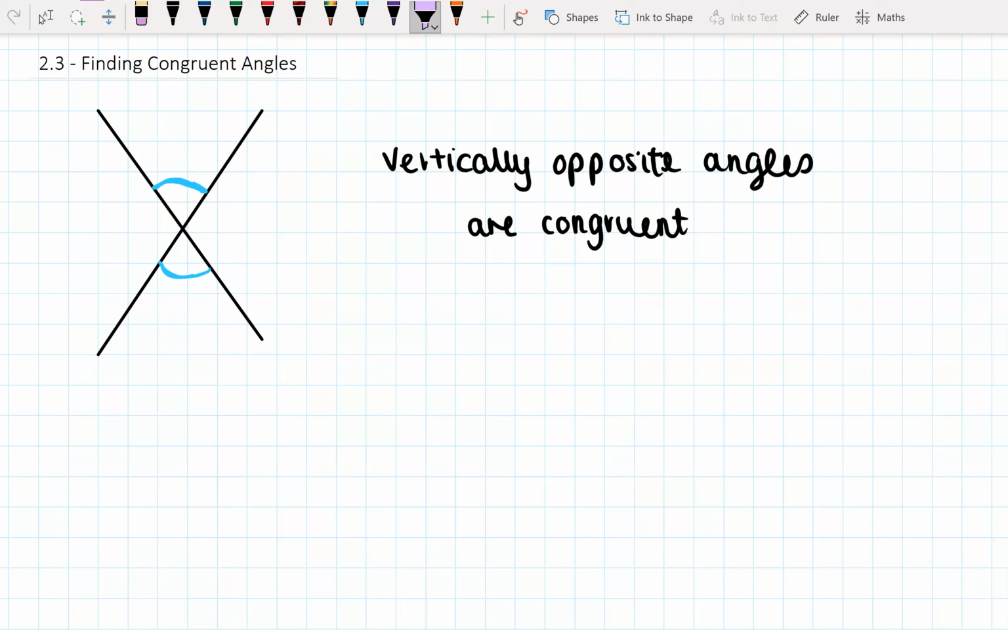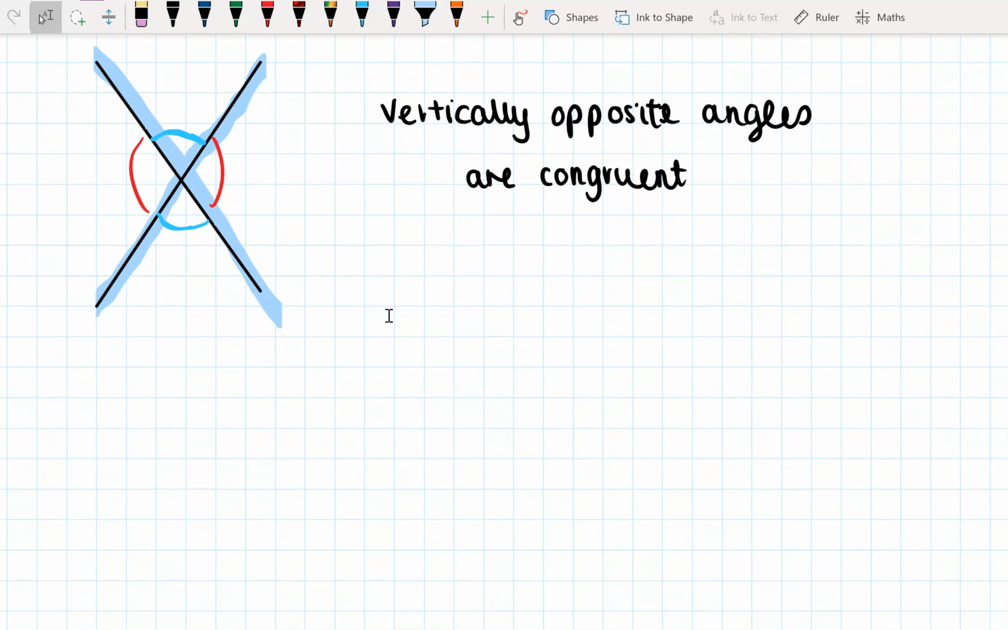So when you're looking for this rule, what you want to look for is the shape of an X. In the X shape, the opposite angles are congruent. We can just say opposite also. I don't care about the vertically, but that is what is quite often used. This also means that these ones are also congruent. It doesn't really matter which way you look at it. So that's rule 1. You guys have learned this before.